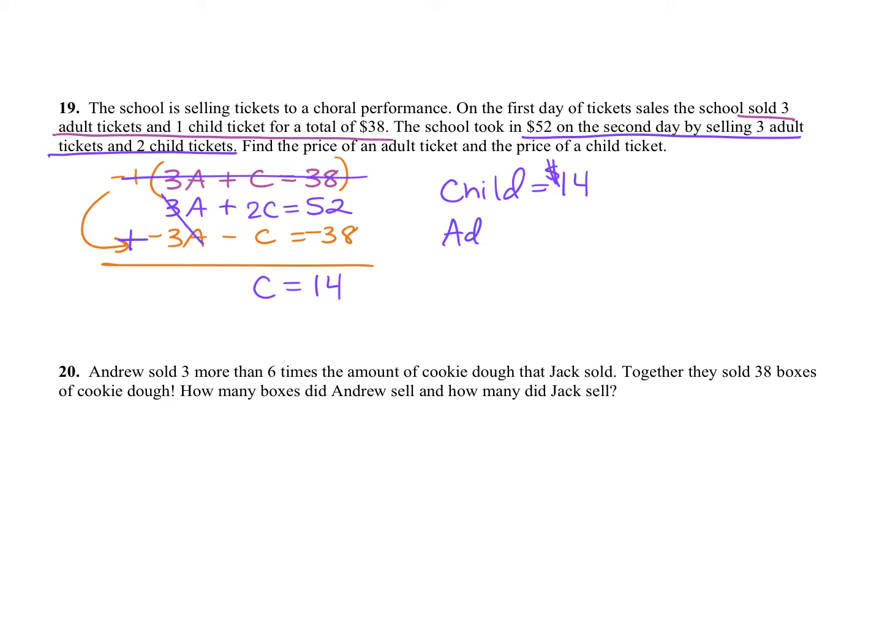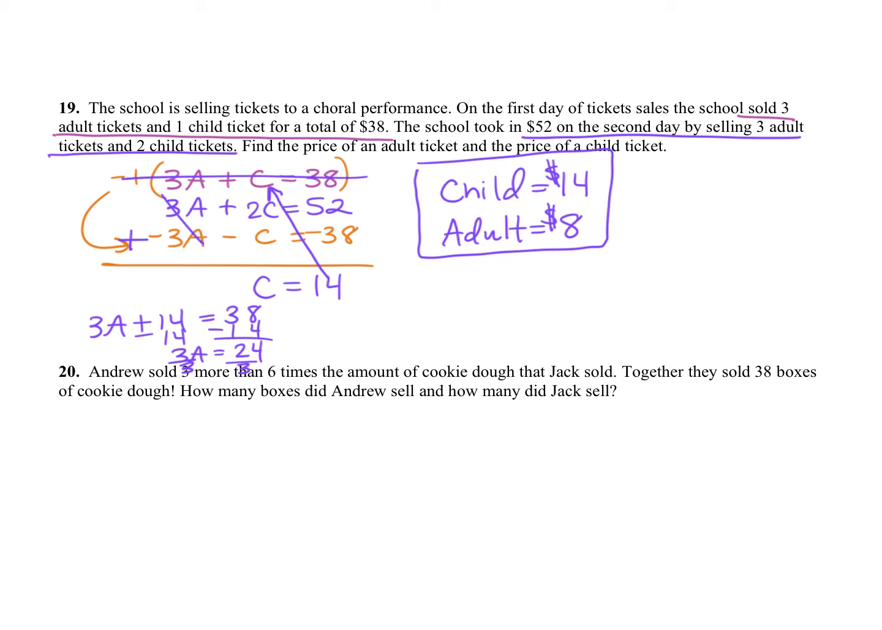An adult, how do we find our adult price? Plug it in. I would plug it into that first one. So 3a plus 14 equals 38. Take away the 14. So you get 3a equals 24. And then divide by 3. So a is 8. Since when are adult tickets cheaper than child tickets, huh? Apparently at this place they are. So adults, $8 a ticket, children, $14 a ticket. Okay.